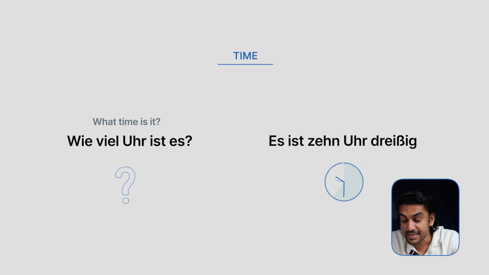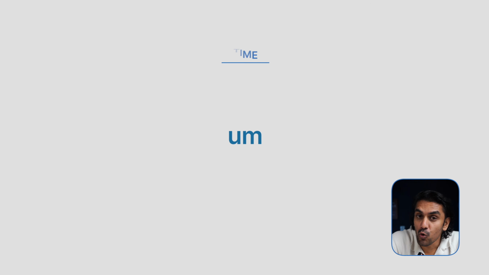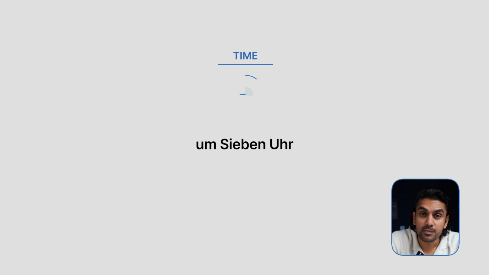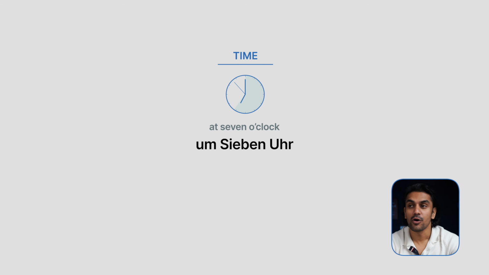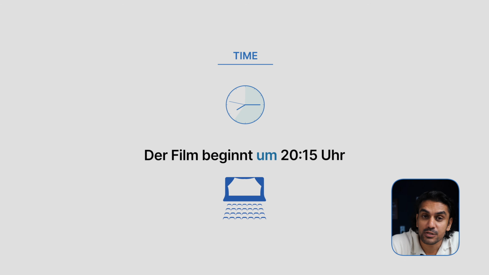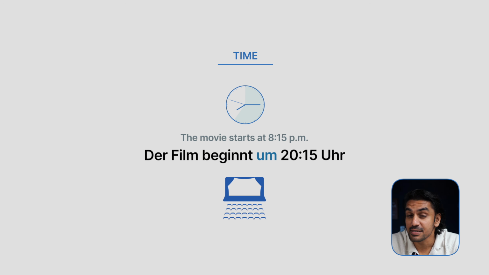For example, Es ist 10:30. It's 10:30. Now, when you're talking about the exact time something happens, you will need the preposition um. So you'd say um 7 Uhr, at 7 o'clock, or the film beginnt um 20 Uhr 15. The movie starts at 8:15 p.m. But in everyday conversations, we usually don't say the full time like that. Instead, we use fractions of the hour just like in English.